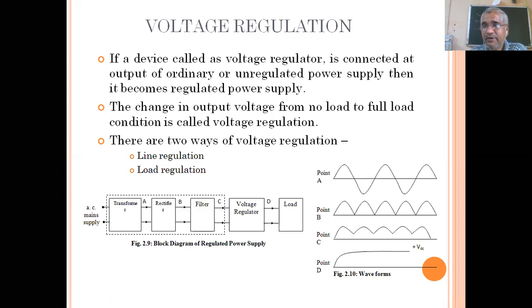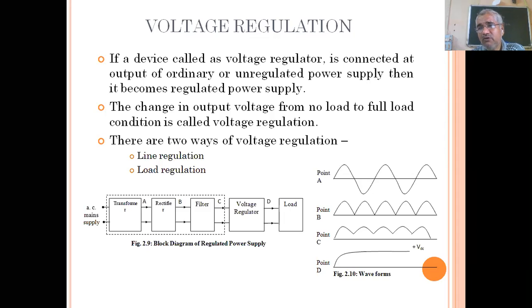So the basic requirements for regulated power supply are, first we take the input from the MCB, which is 230 volt AC at 50 hertz. Then we use the transformer. The function of the transformer is to convert high voltage to the low voltage or low voltage to the high voltage depending upon our requirement.